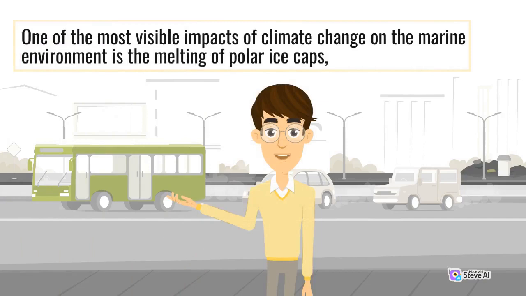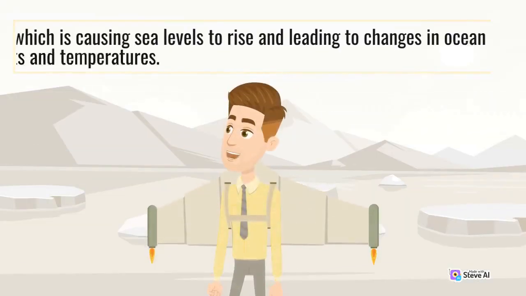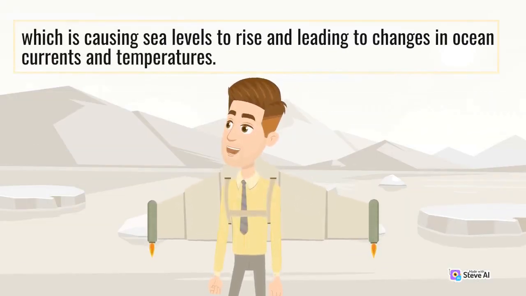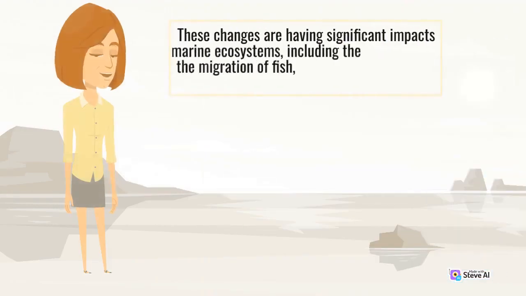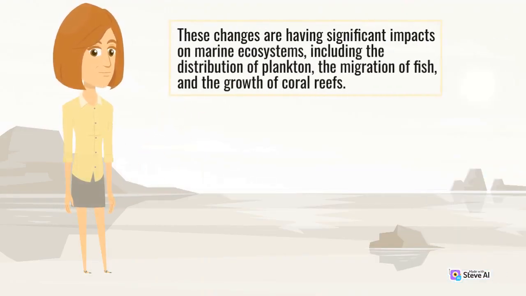One of the most visible impacts of climate change on the marine environment is the melting of polar ice caps, which is causing sea levels to rise and leading to changes in ocean currents and temperatures. These changes are having significant impacts on marine ecosystems, including the distribution of plankton, the migration of fish, and the growth of coral reefs.